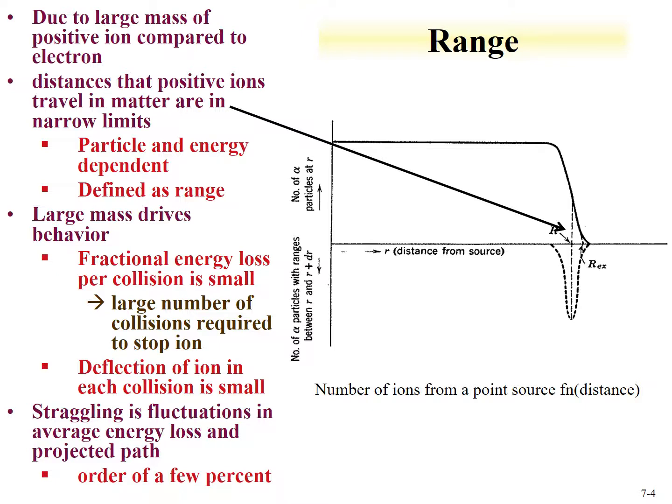And this is really driven by the fact that, particularly for positive particles, you have relatively large masses. So when an alpha particle collides with an electron, the bulk of the mass is with the alpha particle. You don't get much in the way of straggling. So fluctuations along this path, along the x-axis, are minimized. When straggling is large, this range, as you can imagine, can vary greatly.